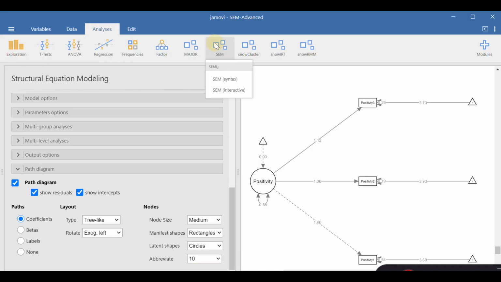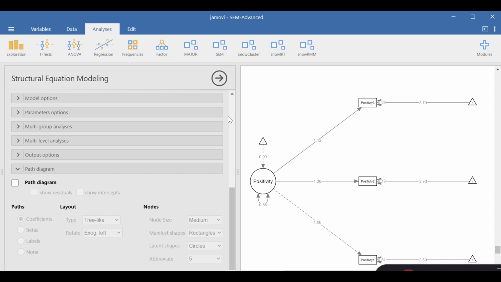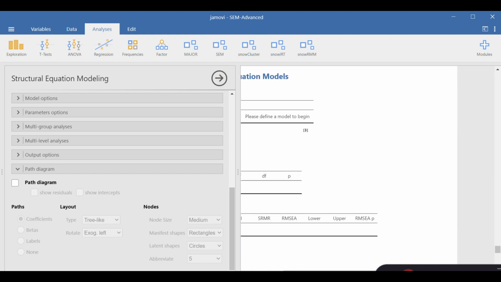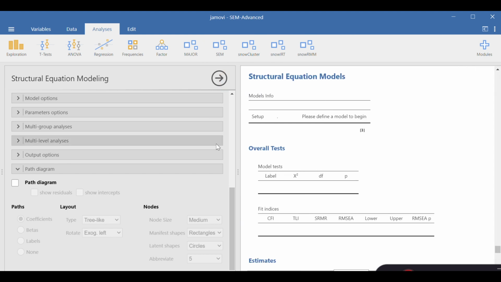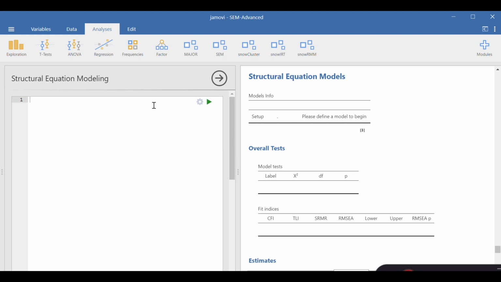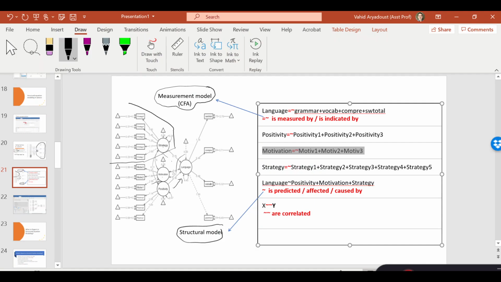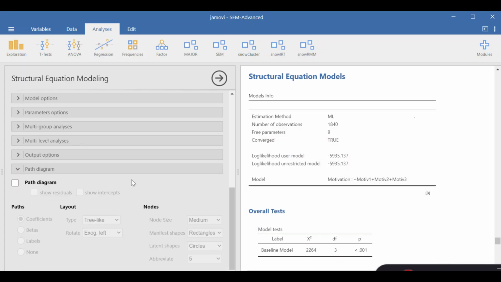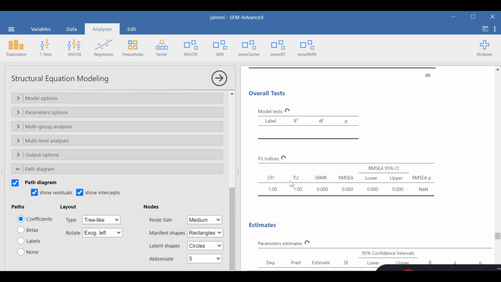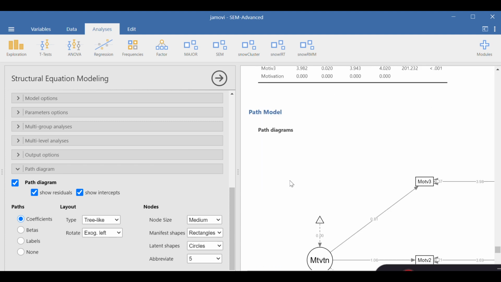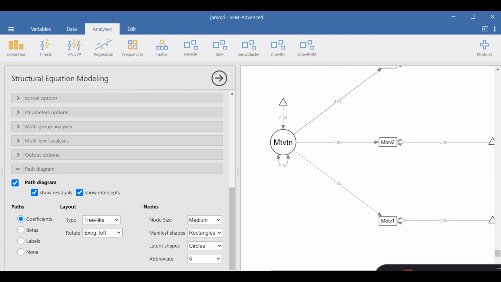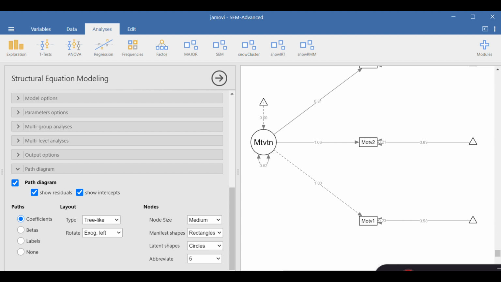I'm going to click SEM syntax. And here, nothing has happened so far because I don't have the syntax. So I will just paste it here. And was it motivation? Yeah, good. And finally, I click on path diagrams to get the path diagram generated. And it has been generated already.